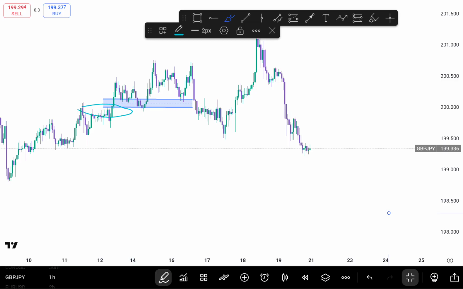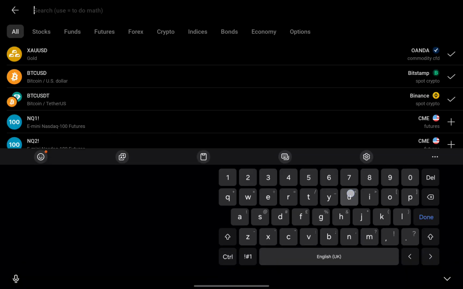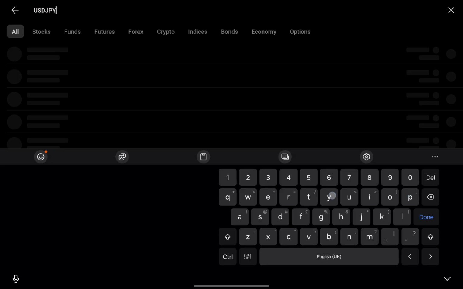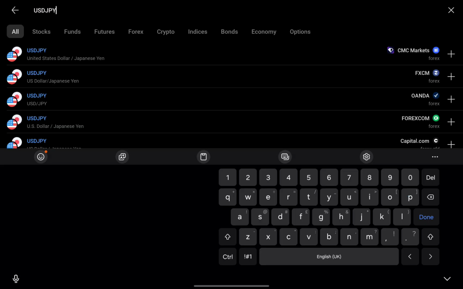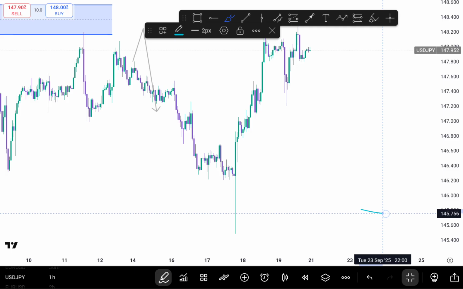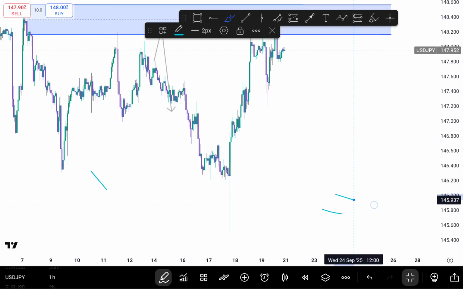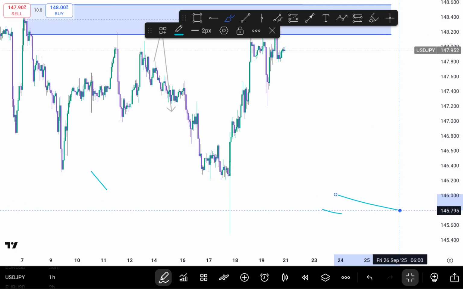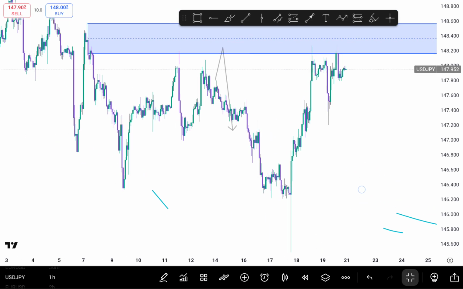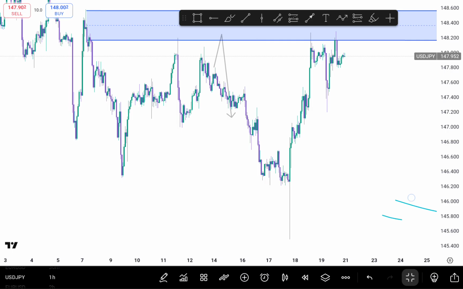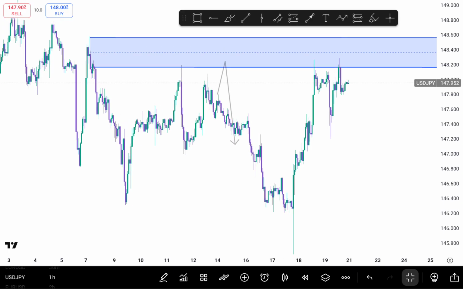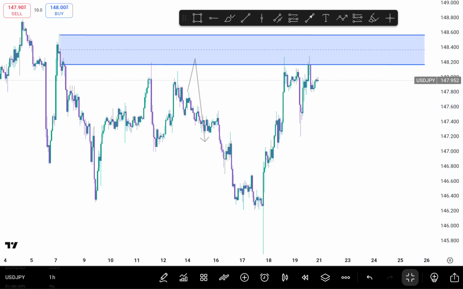We had USD/JPY. And on the USD/JPY, price came back to our point of interest and gave us some good profit. We made some good profit from the USD/JPY.